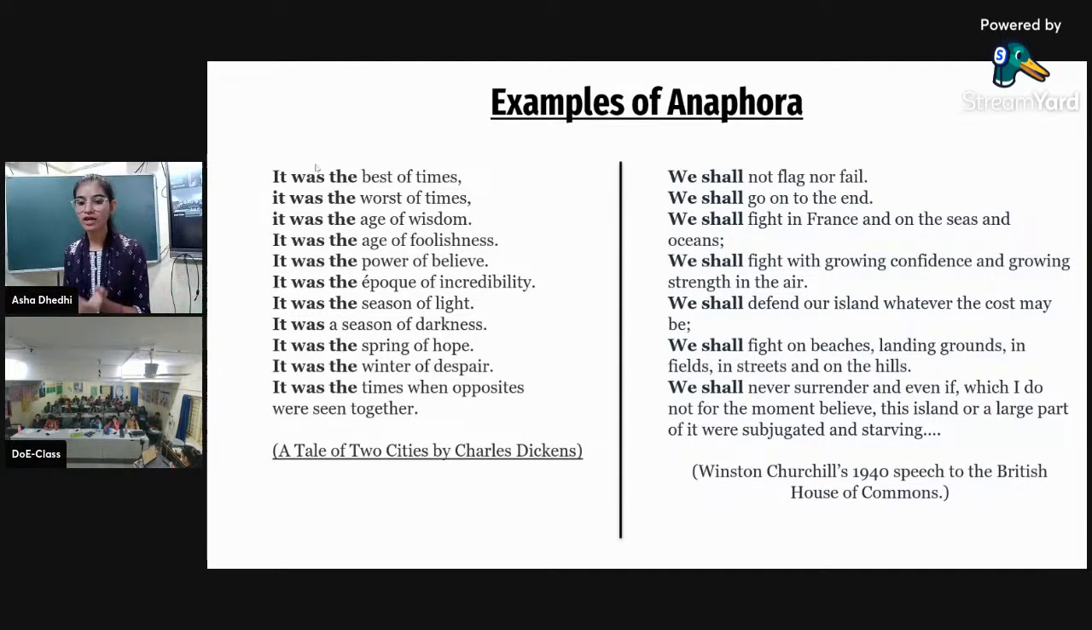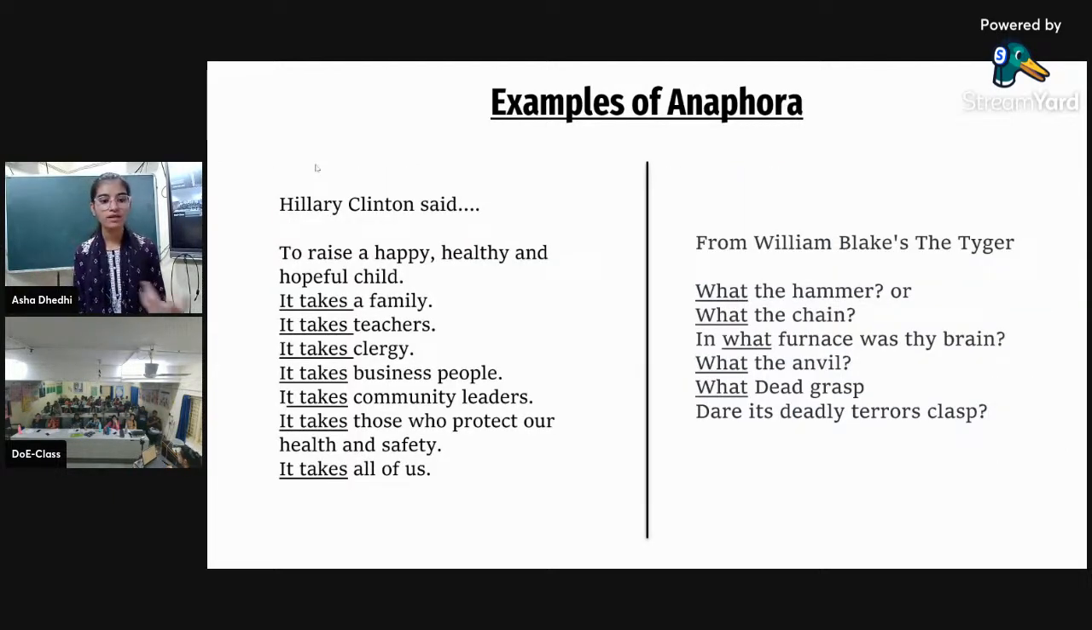"We shall not flag nor fail, we shall go on to the end." This is an example from the famous speech given by Winston Churchill in 1940, right? Here also we will see a repetition of the phrase "we shall." So that is an example of anaphora. Then there is another example from the speech given by Hillary Clinton: "It takes a family, it takes a teacher, it takes a clergy, it takes business people." So "it takes" is getting repeated here.